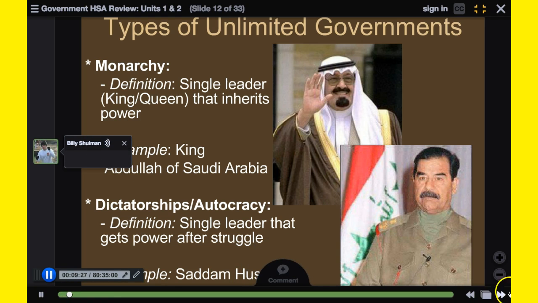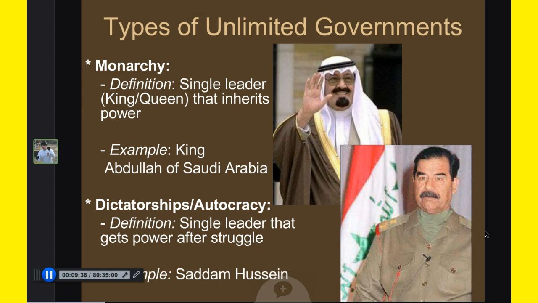The first type of unlimited government we're going to look at here is a monarchy. And you've probably heard of the word monarch. You're probably even more familiar with the words either king or queen. In a monarchy, you have one leader, but what makes a monarch different from other types of unlimited governments is the fact that a monarch doesn't fight for their power. A monarch simply inherits their power when they're born. Today, in the early 21st century, we don't have too many monarchs anymore. One of the most famous monarchs is King Abdullah of Saudi Arabia.